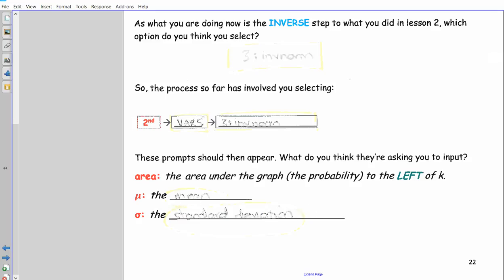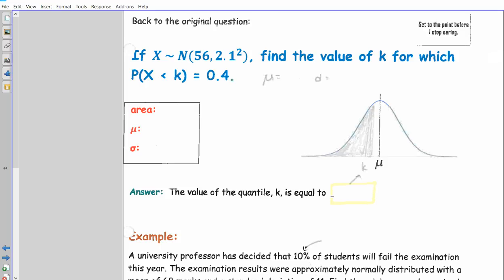So now let's move on to the next page. And actually let's try applying one so we can learn how to do it properly. So back to the original question: if x is normally distributed with a mean of 56 and a standard deviation of 2.1, find the value of k for which the probability, the area, that x is less than k, meaning this area here, is equal to 0.4.